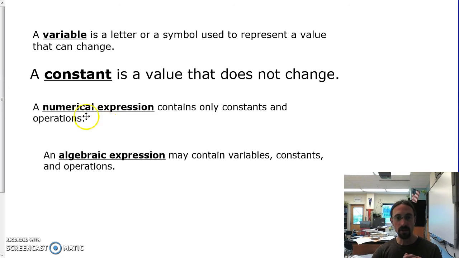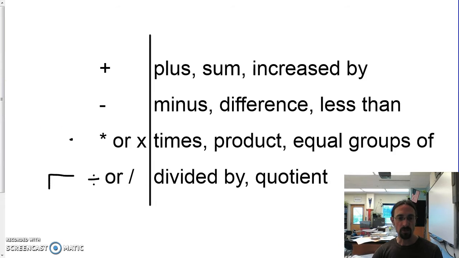Now, a numerical expression contains only constants and operations. 3 plus 4. An algebraic expression may contain variables, constants, and operations. 3 plus 4 divided by x would be an example of an algebraic expression. So things you're familiar with, but this is what we see in math. This is what we see in the real world.